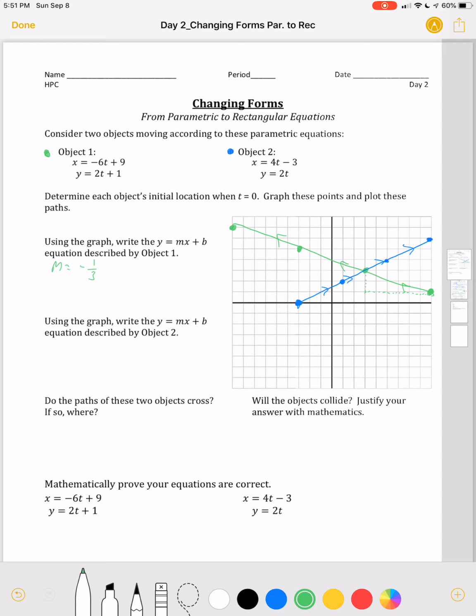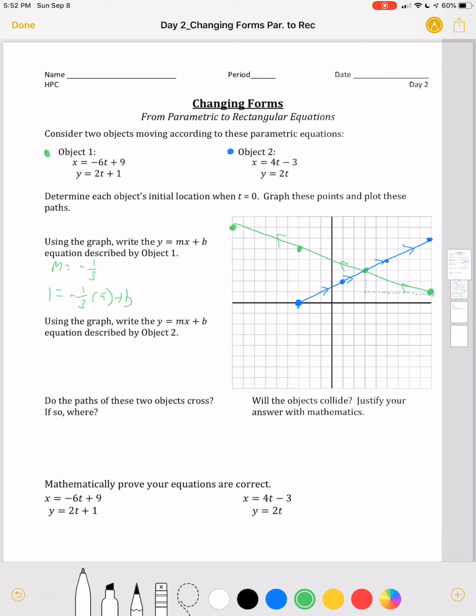So y equals mx plus b. Let's see. It looks like my y-intercept here might be at 1, 2, 3. It might be at 4, but I should probably plug these things in just to make sure. I'm given a point. I know my initial point for sure was the point (9, 1). So that means that y equals 1.